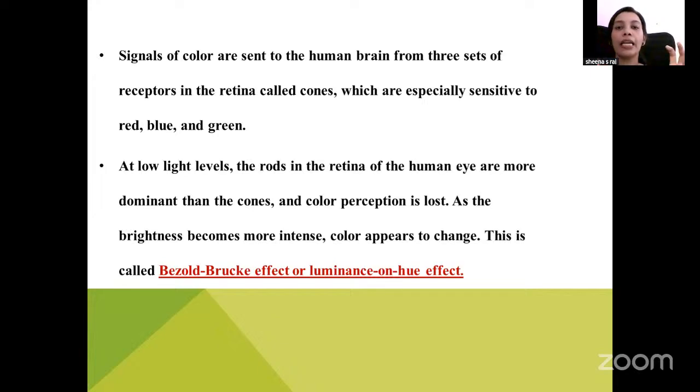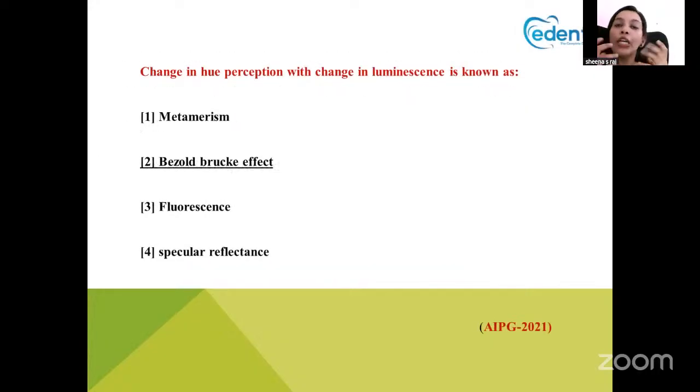Now think we are in a low light level. Instead of cones, the rods in the retina are more dominant. So the color perception is lost. When we slightly improve the brightness, the rods get converted into cones, and the brightness becomes more intense as the color appears to change. This is called the luminance on hue effect, also called the Bezold-Brucke effect.